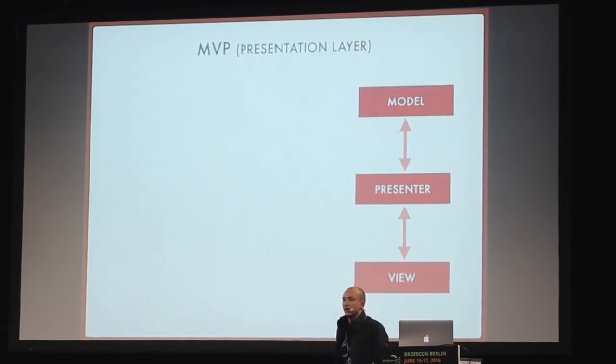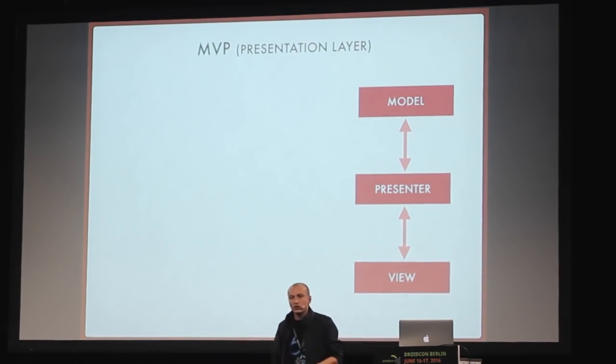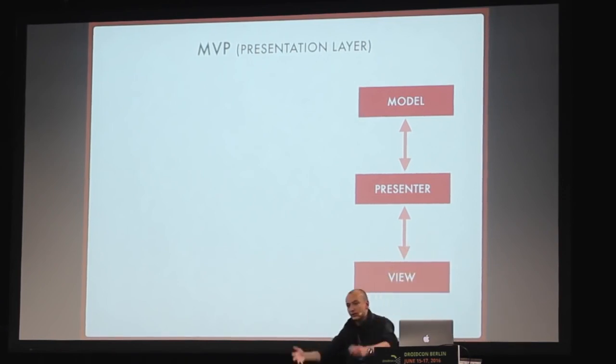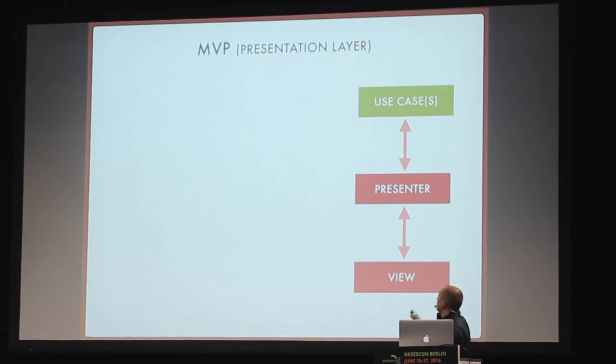So MVP is a presentational pattern which tries to separate view from model. There is no direct connection between view and model. All data goes through presenter. So presenter knows how to represent data and knows how to react on the user's actions. Okay? And in clean architecture, models is use cases. So this is like a bridge from one layer to another layer.